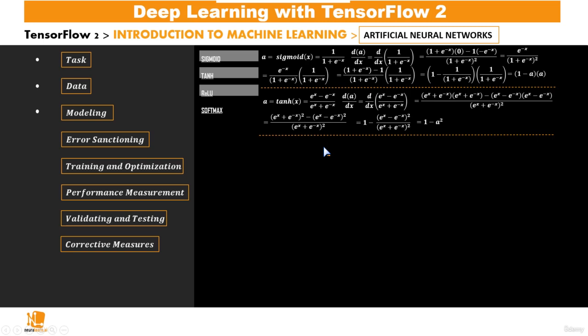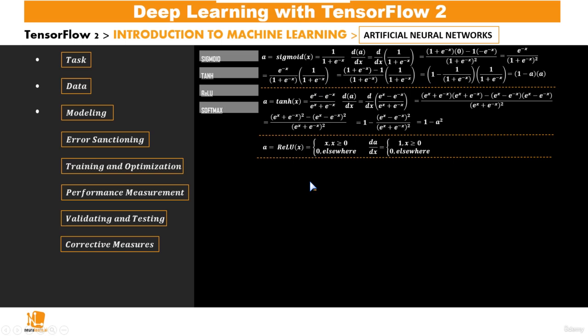We move to the rectified linear unit. Defined as such, the derivative with respect to x is simply 1, because the derivative of x with respect to x is 1, for x greater than 0, and 0 elsewhere. We move to the softmax function. Here we're working with a_i instead of just a, or a_i equals softmax of x_i. This is because the softmax function is linked to other points, so it's important that we know on which point exactly we are working.